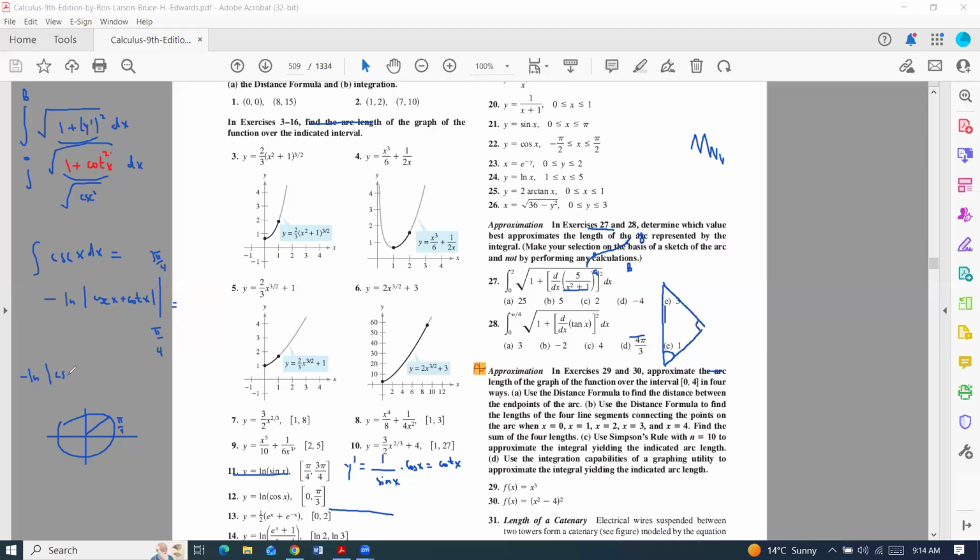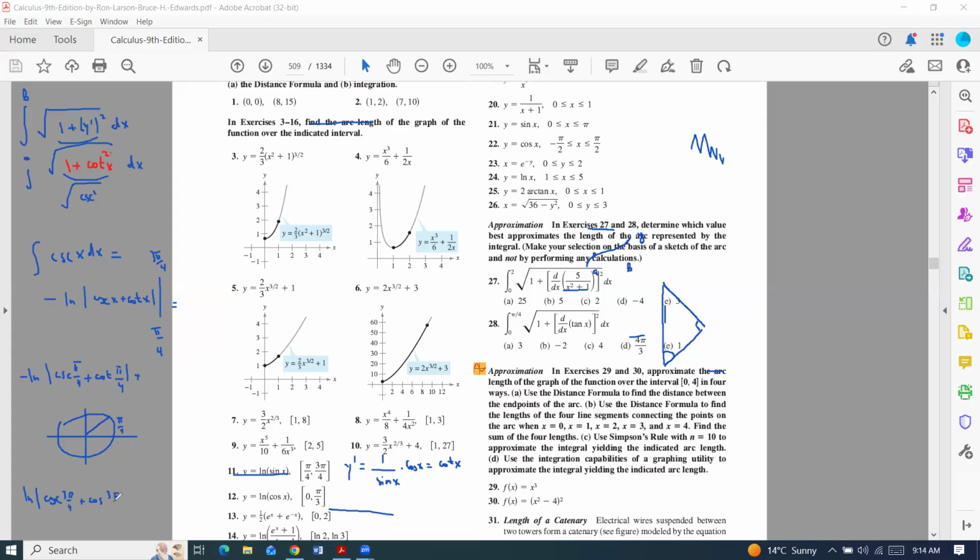Upper is cosecant of pi over 4, right? Plus cotangent, and then also pi over 4. And then I have to subtract the negative. So this is going to be to add another ln. Oh, now it's 3 pi over 4. Cosecant 3 pi over 4 plus cotangent.